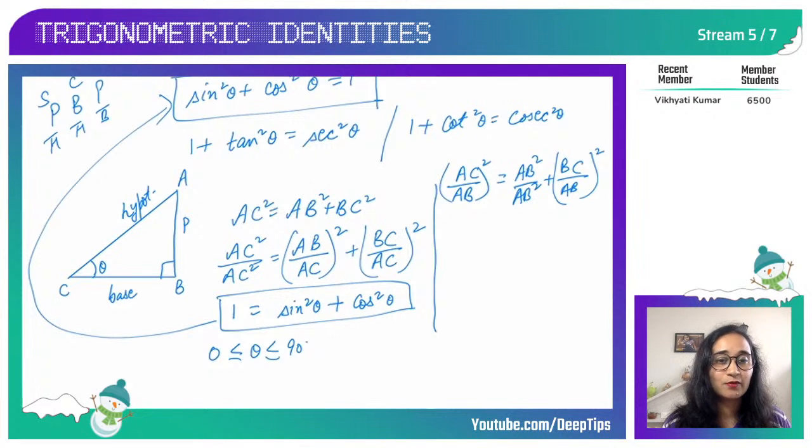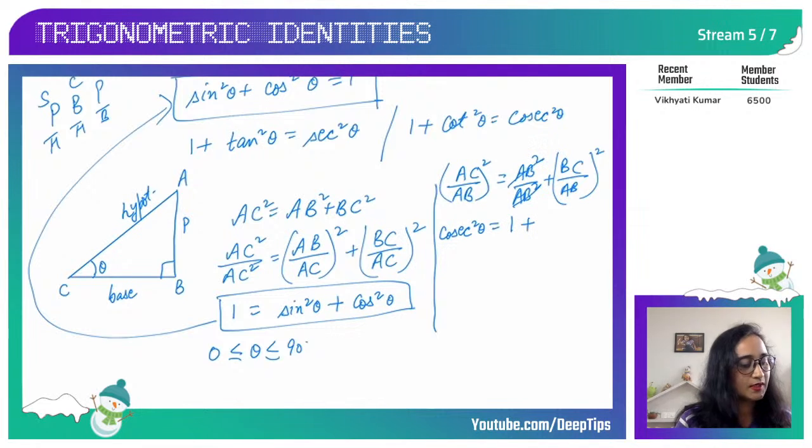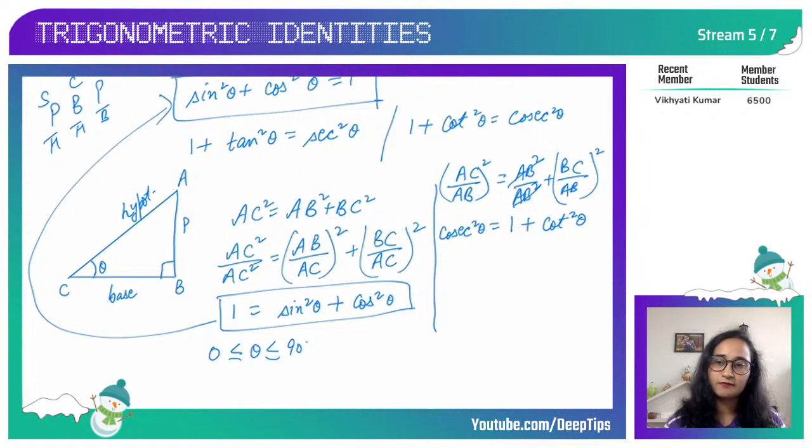So what is the reciprocal ratio of sine? It is cosecant, right? So I can write cosecant square theta, AB square gets cancelled to 1, and BC by AB. BC by AB is base upon perpendicular, which is the reciprocal ratio of tan. So I can write cot square theta, because the reciprocal of tan gives me cot theta. So 1 plus cot square theta gives me cosecant square theta.